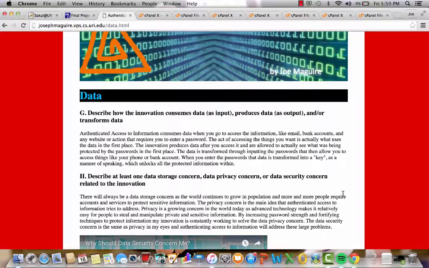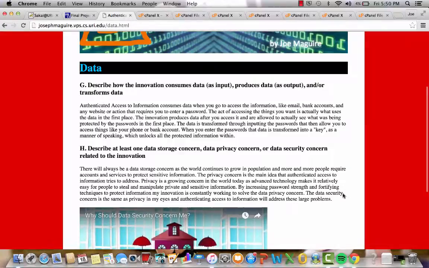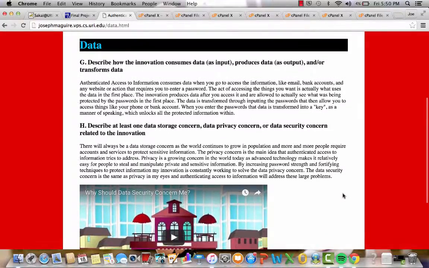The innovation produces the data after you access it and are allowed to actually see what is being protected by the passwords in the first place. The data is transformed through inputting the passwords that then allow you to access things like your phone or bank account. When you enter the passwords, that data is transformed into a key of sorts, as a manner of speaking, which unlocks all the protected information within.